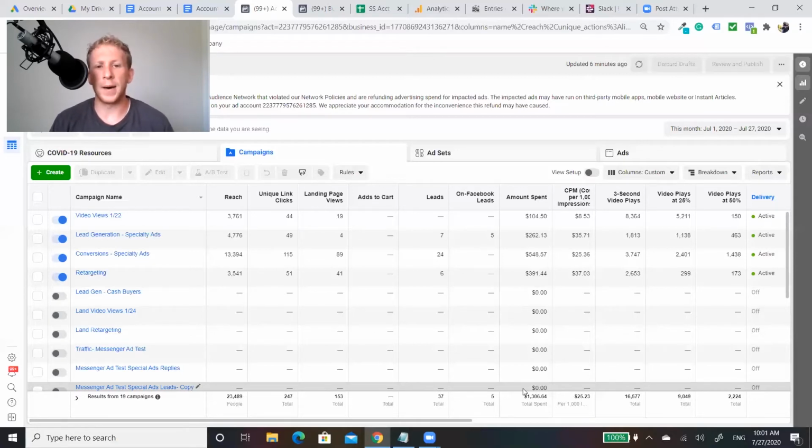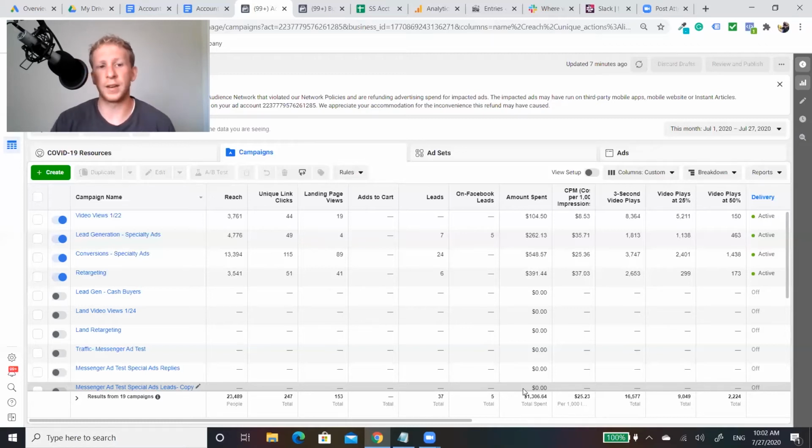A landing page view is basically when somebody actually clicks on the ad, goes to your page, and loads the entire page. Some of these are going to be a little different, because some link to the page and some link to a lead form, but ultimately, I like to say about 15 to 20% of your clicks that are going to a landing page should be actually loading.